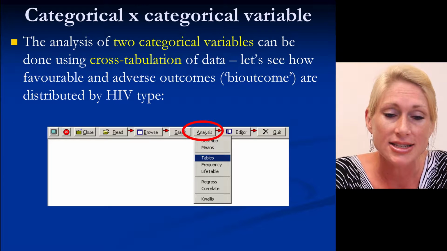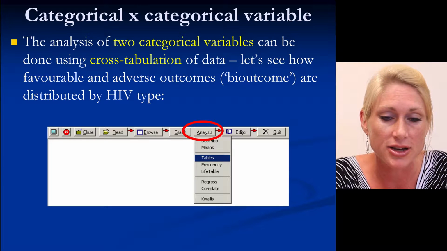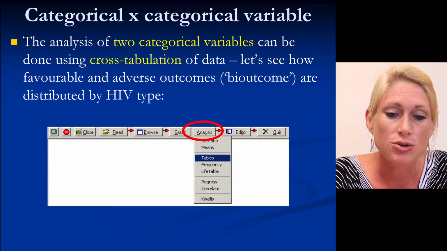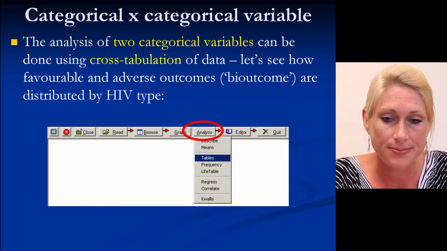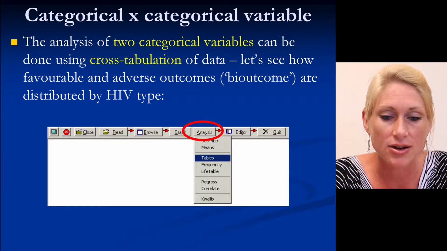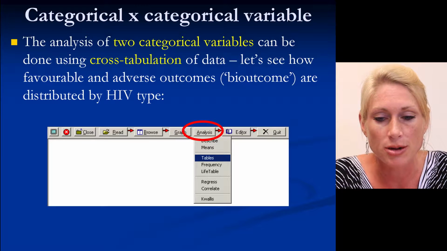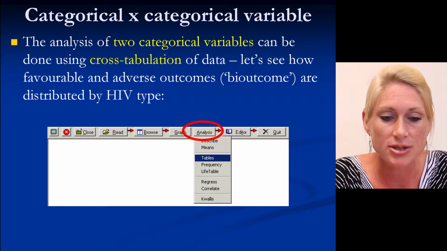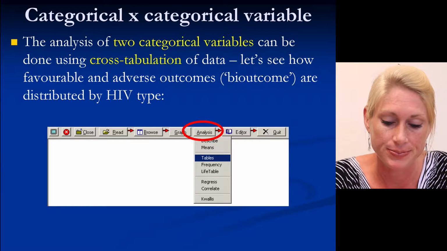So let's look at the analysis of two categorical variables first, and this we do using cross-tabulation of data. So in this example, we're going to see how favourable and adverse outcomes, which form our new variable by outcome, are distributed by HIV type.